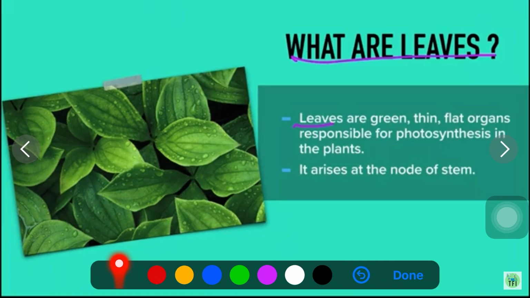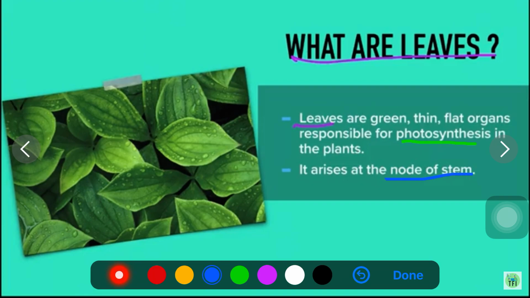Leaves are green, thin, flat organs responsible for photosynthesis, that is the process of making their own food with the help of chlorophyll present in them. Now students, the green color of this plant is due to the presence of chlorophyll. Next, a leaf arises, that is, comes out at the node of the stem.